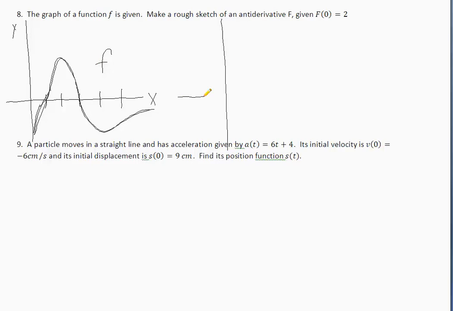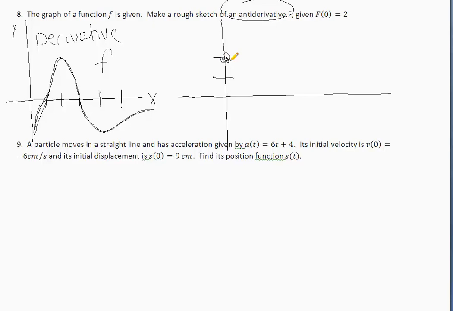So that means in your head that the graph given is the derivative. This is the derivative, and you're going backwards. It's important. If you're given and you want to make a rough sketch of the antiderivative, you're going backwards. And they're telling me f of 0 is 2. So I'm starting at 2. Now what do I know?